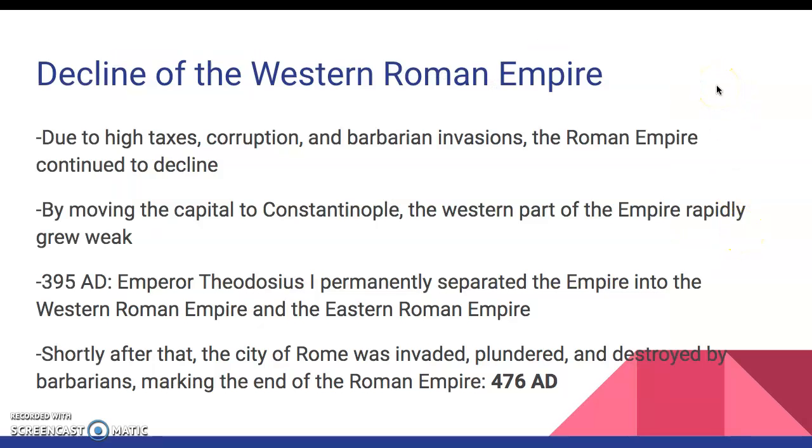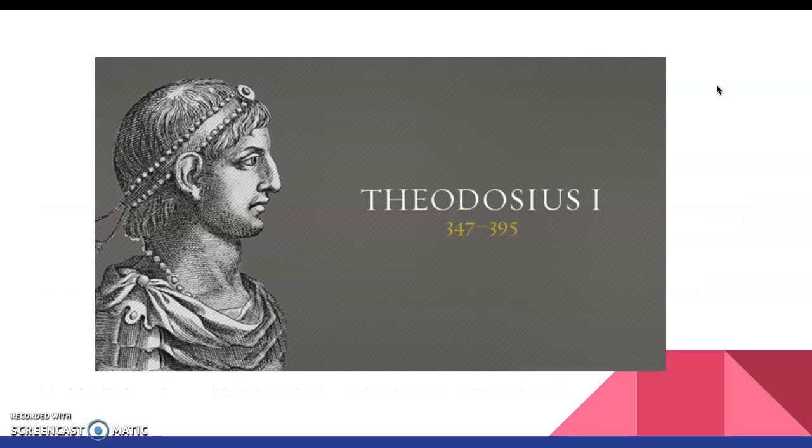Decline of the Western Roman Empire, so back out to Rome. Due to the high taxes, corruption, and barbarian invasions, the Roman Empire continued to decline, and by moving the capital to Constantinople, while personally good, the western part of the empire rapidly grew very weak. In 395 AD, Emperor Theodosius I permanently separated the empire into the Western Roman Empire and the Eastern Roman Empire. Shortly after that, the city of Rome was invaded, plundered, and destroyed by barbarians and outside tribes, making the end of the Roman Empire officially 476 AD.